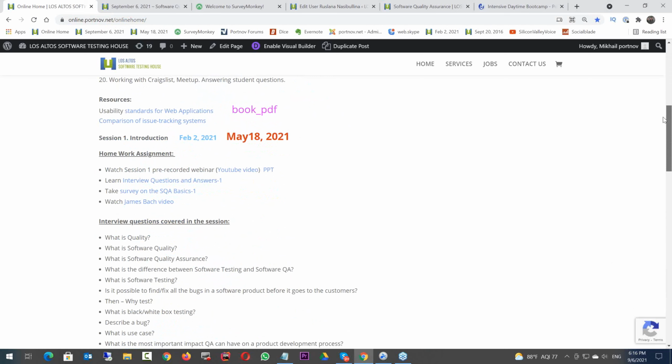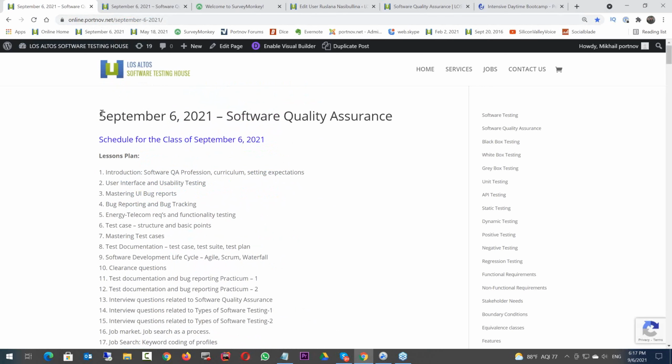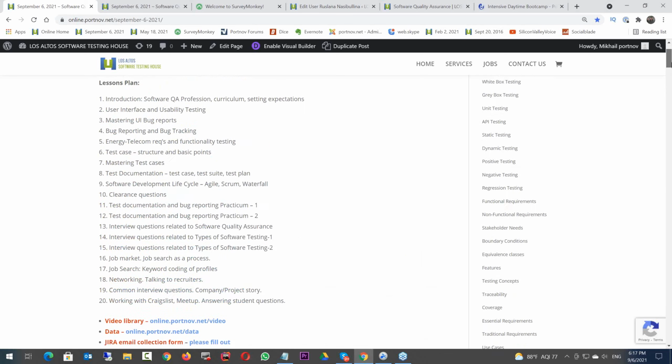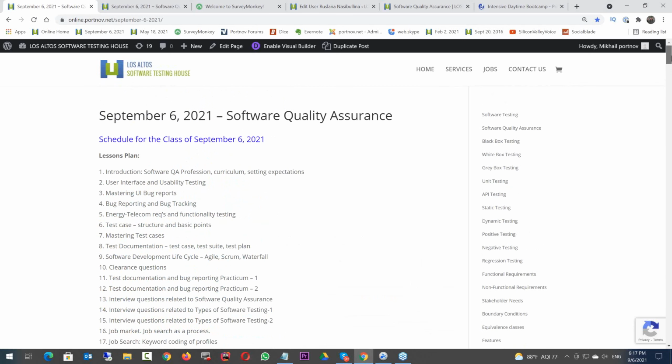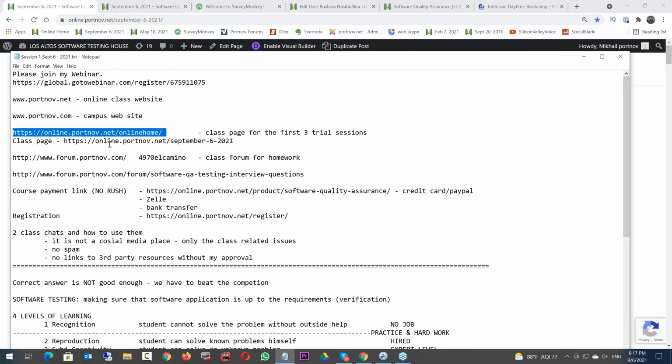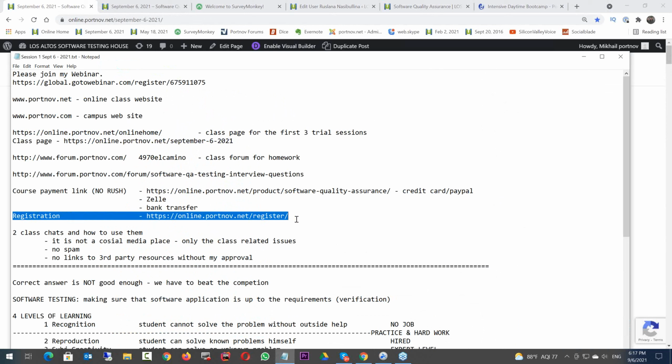So to reach your class page, and that is your class page here, September 6, 21, and so on. So to get here, you would need to pay the tuition, and then let me process your case. When you register, first you pay the tuition, then you register. It says here, registration is here. That is where you register. And that is how you can pay. So you can pay from this page and that page.